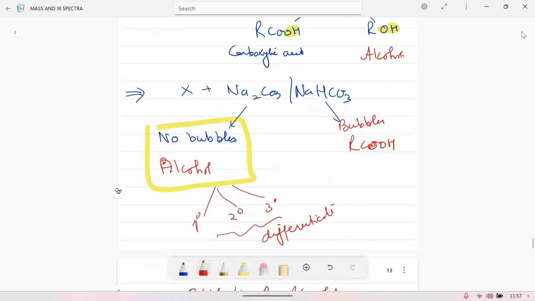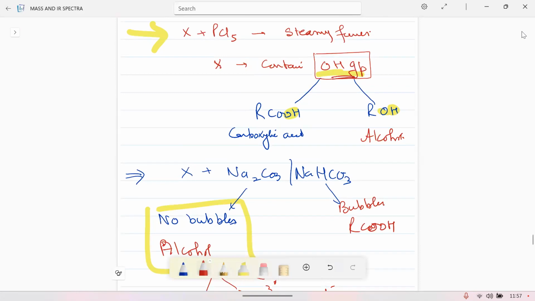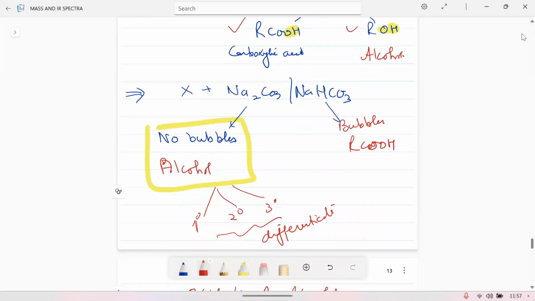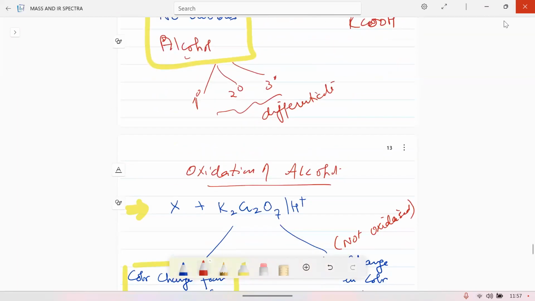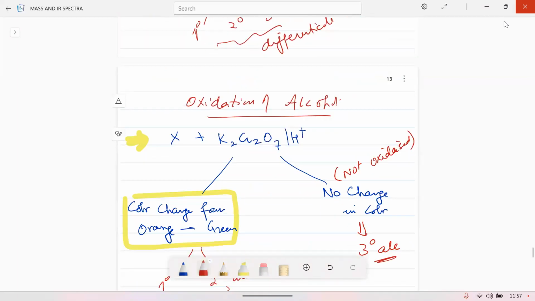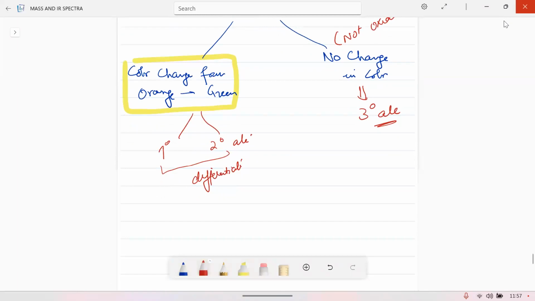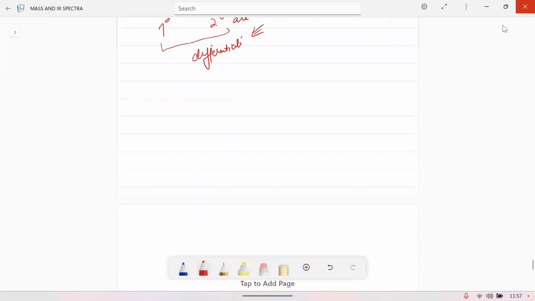You started from all organic compounds, you came to the conclusion it can be carboxylic acid or alcohol. Then you were able to differentiate between them. There was no bubble, so you said it is alcohol. So from all the organic compounds, now you know it is an alcohol. And now from all the alcohols, you are able to know that it is primary or secondary, not a tertiary. So I want to now differentiate between primary and secondary. Now there are two ways they can ask from here.